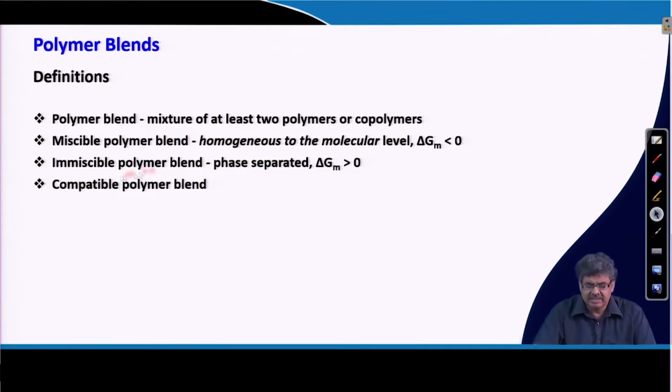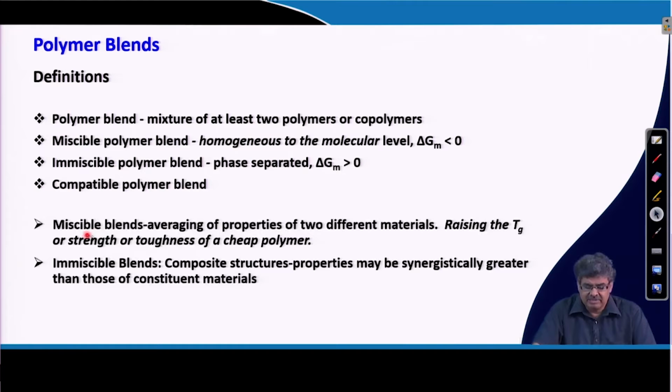And sometimes these immiscible polymer blends, which are present in different phases, can be tied to each other so that they do not get separated further, by using some compatibilizer, and which creates compatibilized polymer blends.